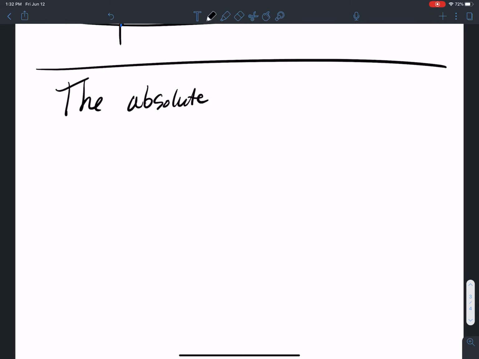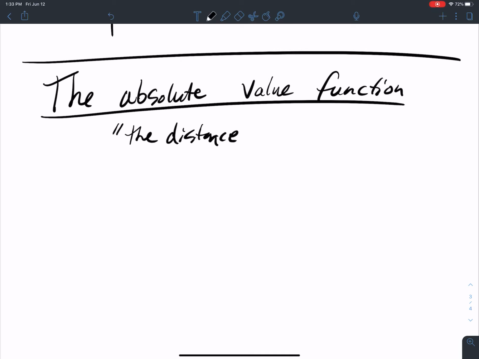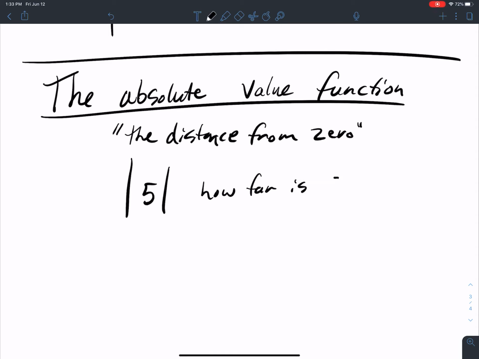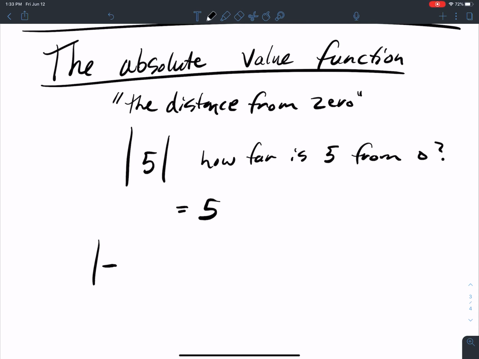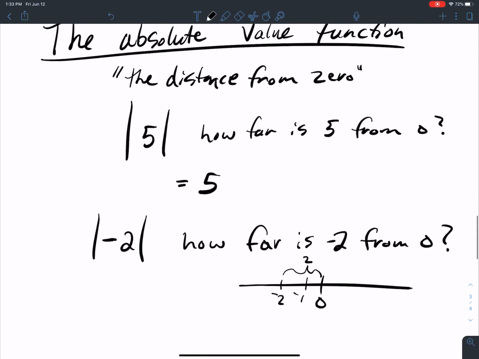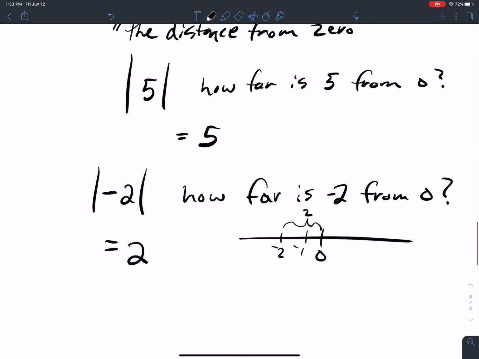Absolute value is the distance from 0. Okay? So if I say the absolute value of 5, how far is 5 from 0? Okay? Well, the answer is 5. But what if I did the absolute value of -2? How far is -2 from 0, right? So if you look on a number line, it looks like the distance from 0 is equal to 2. So this is equal to 2. So the absolute value bar, it basically gets rid of negatives, is the easiest way to think about it. Okay? So what does this look like?